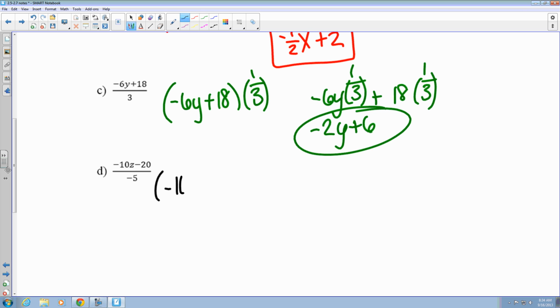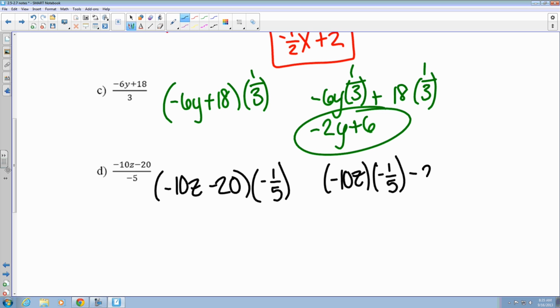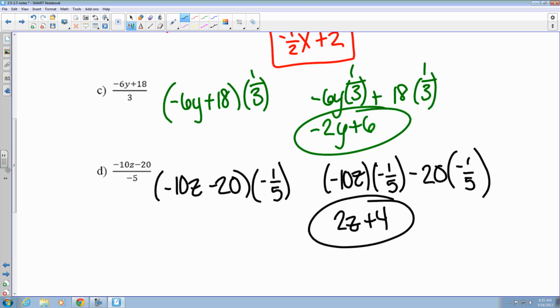Last one. Negative 1/5 for the multiplicative inverse. We distribute that negative 1/5. Negative 10z times negative 1/5 is 2z, and negative 20 times negative 1/5 is a positive 4. All right, that is dividing.